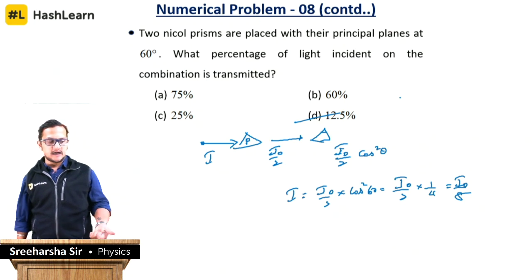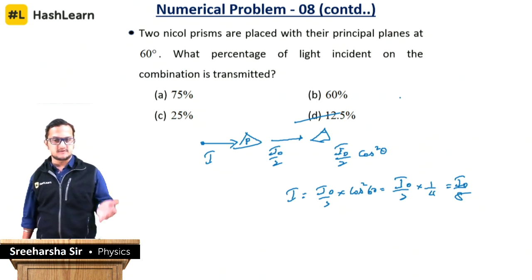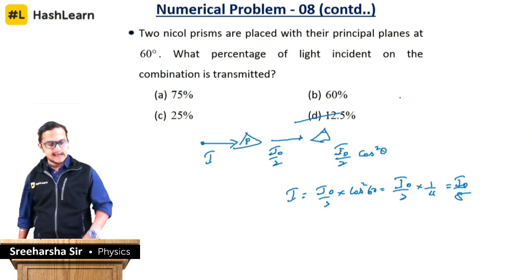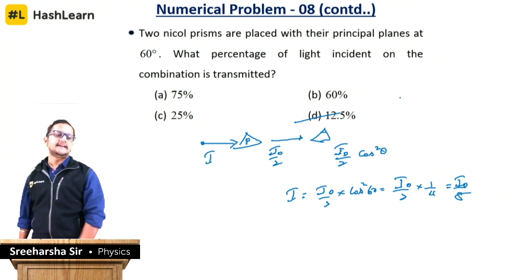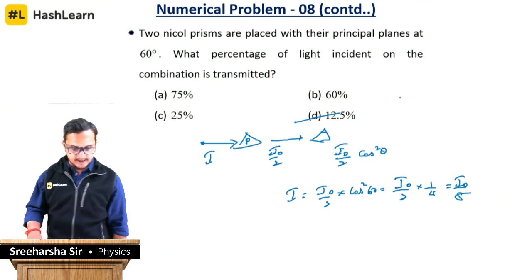So I think Yogesh shouldn't consider the first prism, which is giving rise to half intensity, and that is allowed to pass through the other prism. So I hope that is clear to you.